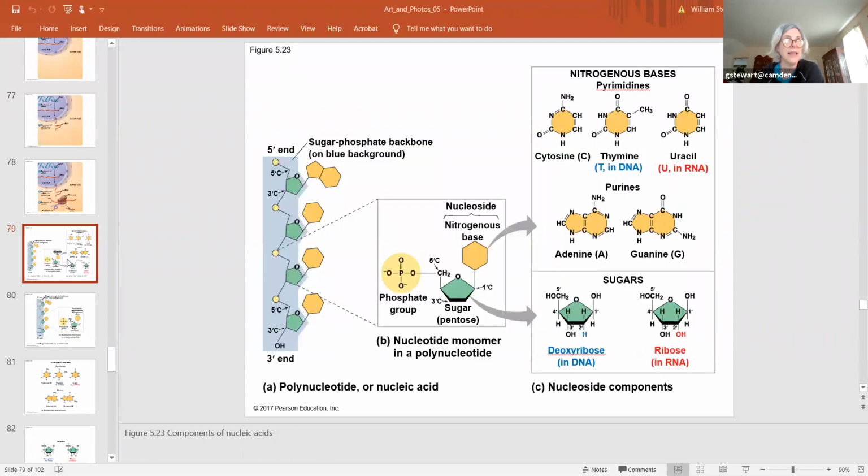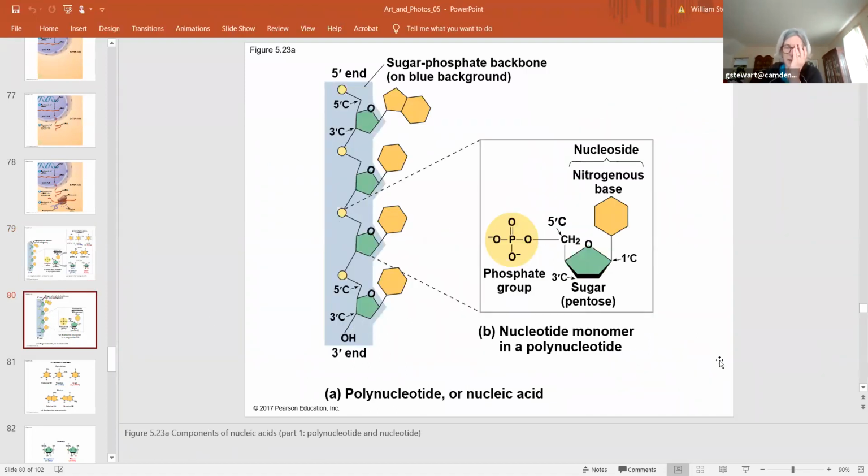All right, the last group of organic molecules, group number 4, is called nucleic acids. The building block of a nucleic acid is called a nucleotide, here in the center. If the molecule does not have a phosphate attached to it, then we call it a nucleoside. So if you've heard that word before, that's what it means.